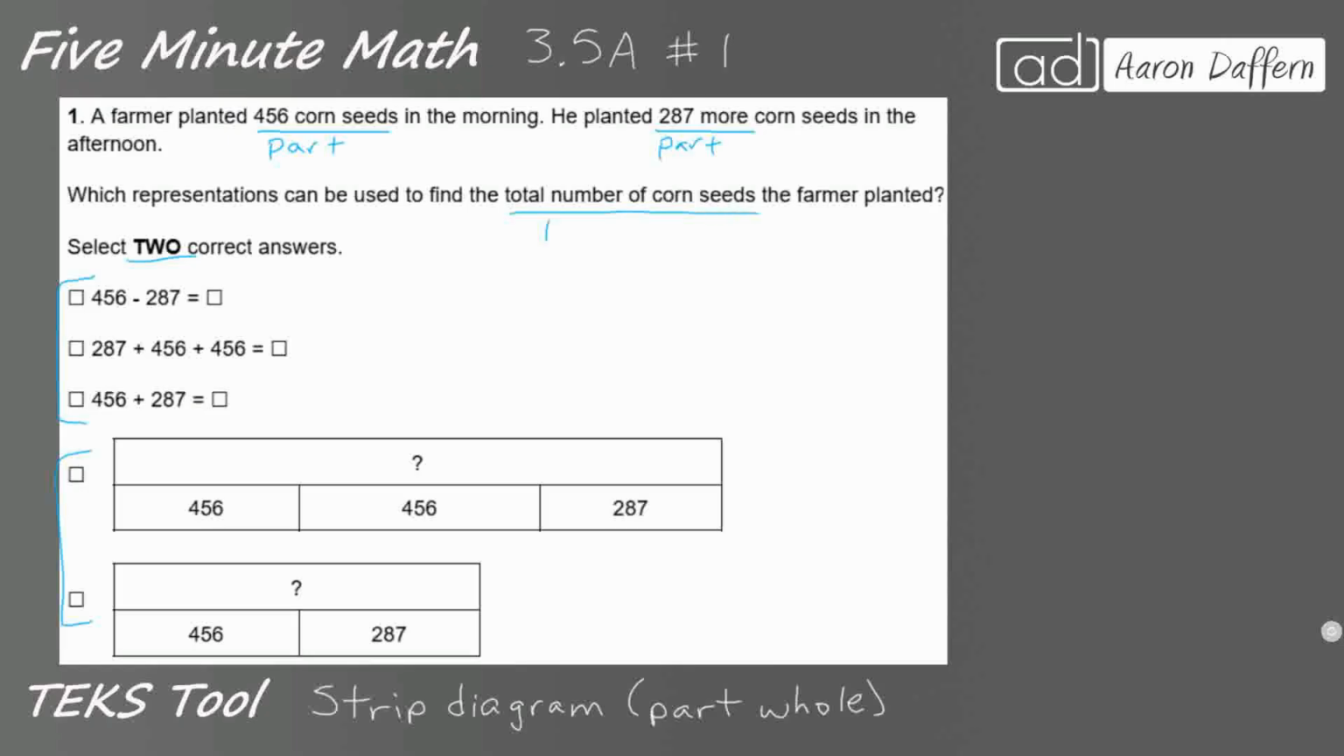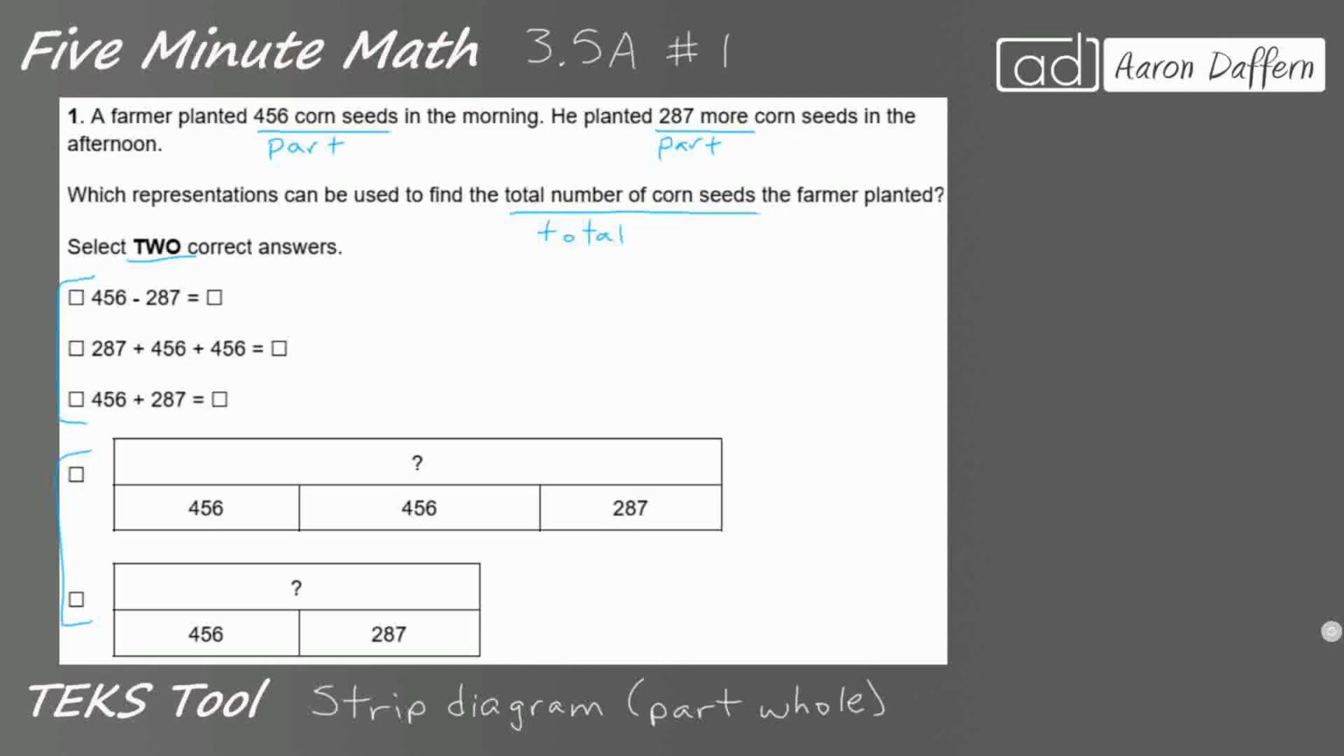And then which representations can be used to find the total number of corn seeds? Now, this is what we are looking for. We're looking for words that talk about different quantities, like 456 corn seeds, 287 more. Those are what we call the parts. The total is what we are looking for. That's the unknown. So we're going to first represent this with a strip diagram. Then we can use that strip diagram to find an appropriate equation. Now, for this particular standard 3.5a, we actually don't have to solve it. We just have to represent it. So that's why the strip diagram is super important.